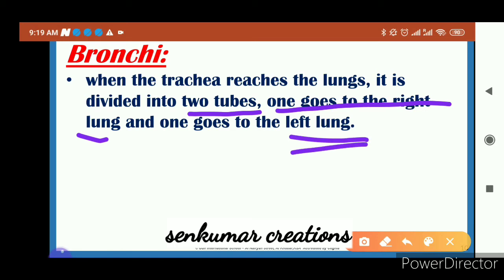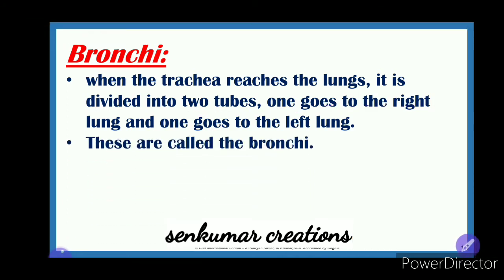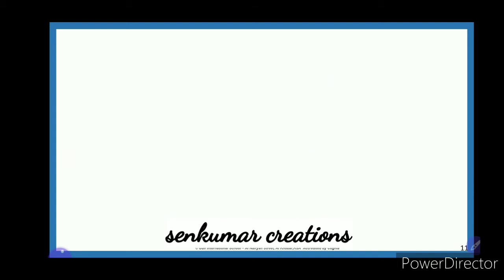It is Y-shaped, inverted Y-shaped. At the end of the trachea, it is divided into two tube-like structures. One tube goes to the right lung, another tube goes to the left lung. That's all. So these are called bronchi. The bronchi are then divided into bronchioles that enter deeper into the lungs. So you can see another word.